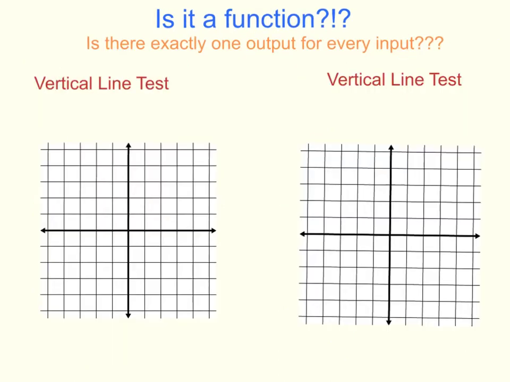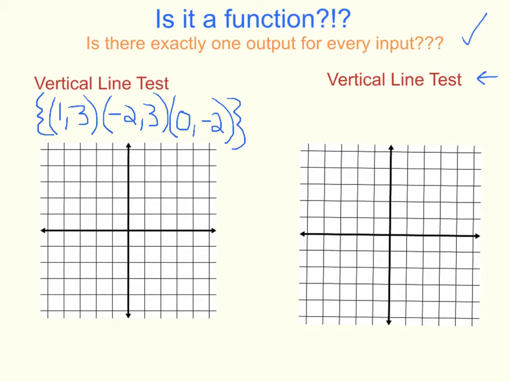Now, instead of using a mapping diagram, we're going to graph a set of points and then determine if it is a function. We're going to still use that same definition, but we're going to talk about the vertical line test that allows you to tell if something is a function or not, instead of using the mapping diagram. So here I have 3 points. Let's graph these: 1, 3; -2, 3; and then 0, -2.